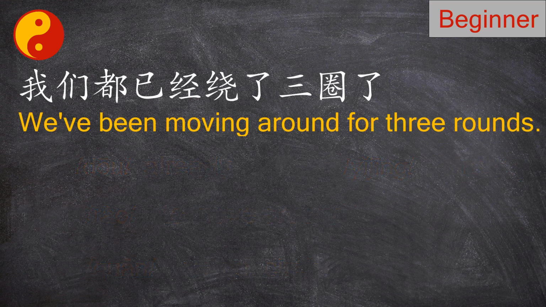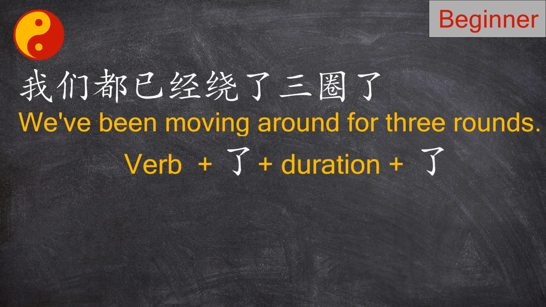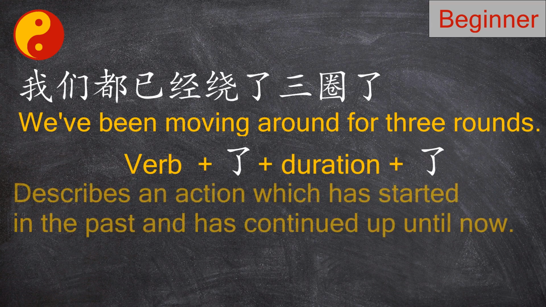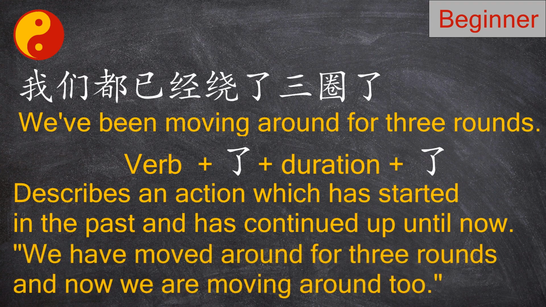Now let's take a look at the structure of this sentence. We've got verb plus le plus duration plus le. This structure describes an action which has started in the past and has continued up until now. So the sentence above means we have moved around for 3 rounds and now we are moving around 2.